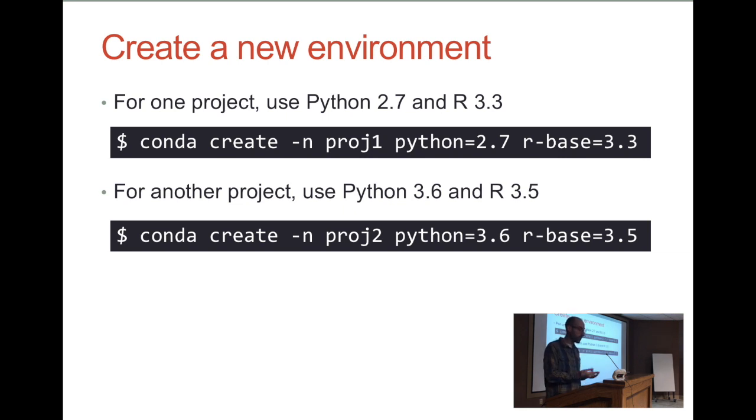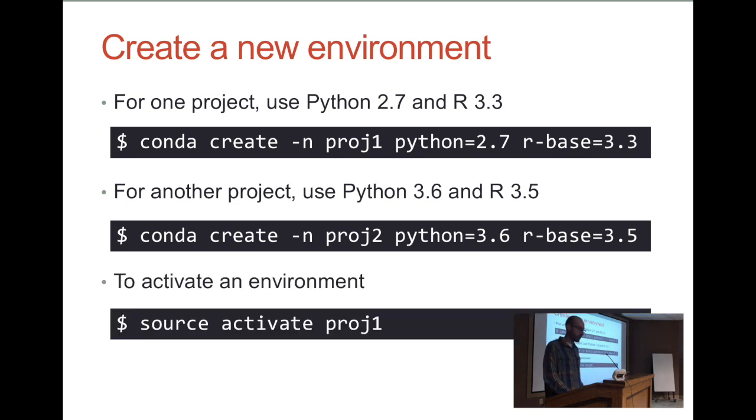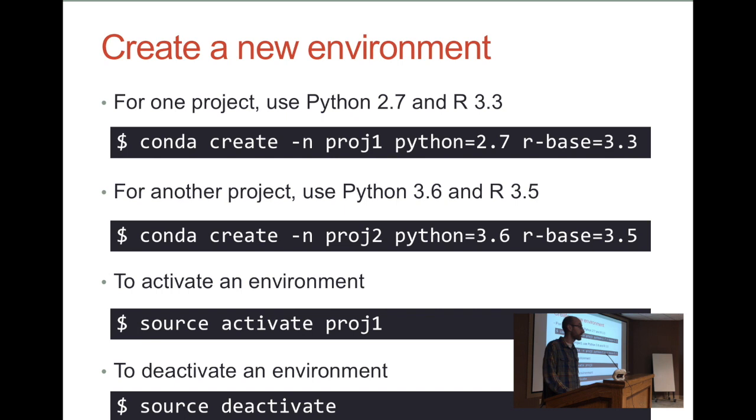And then you could have a different one, give it a different name, different versions, and then you can switch between them with source activate, the name of the project, and source deactivate. And these are not going to affect the R and Python on your system. So if you just want to experiment with Conda, you can install it, do your experiments, and then either deactivate it or just delete the whole thing, and it won't have affected your machine in any way.